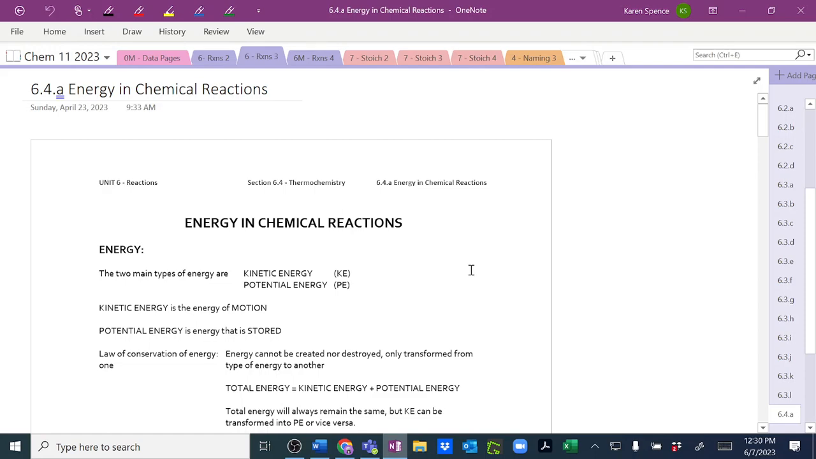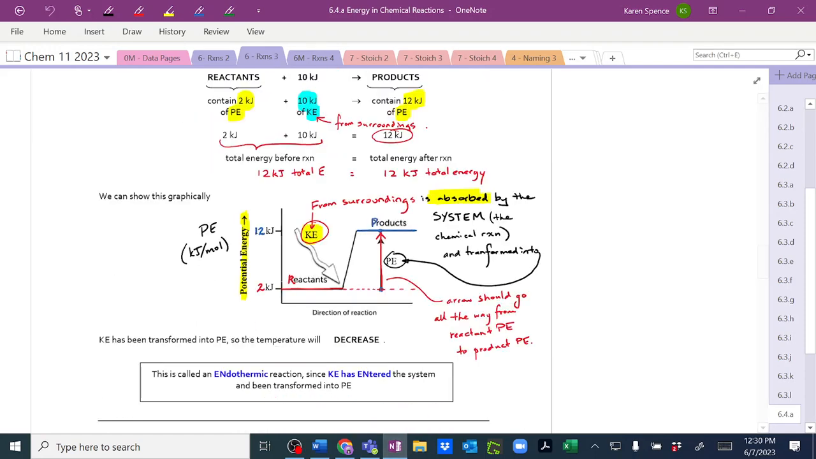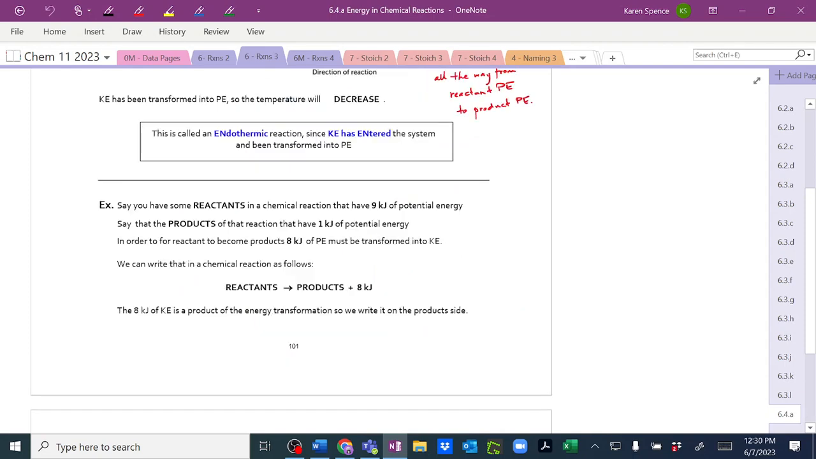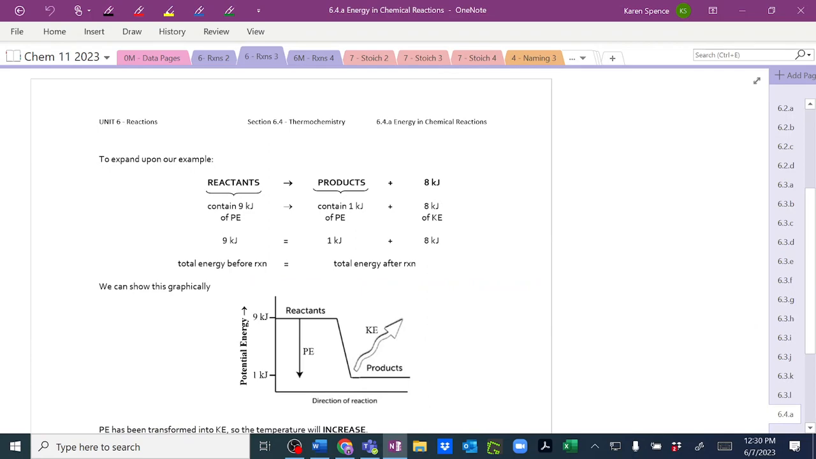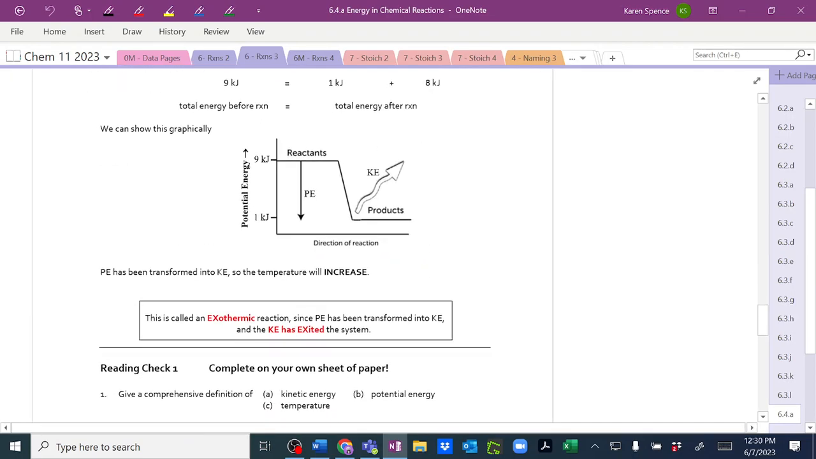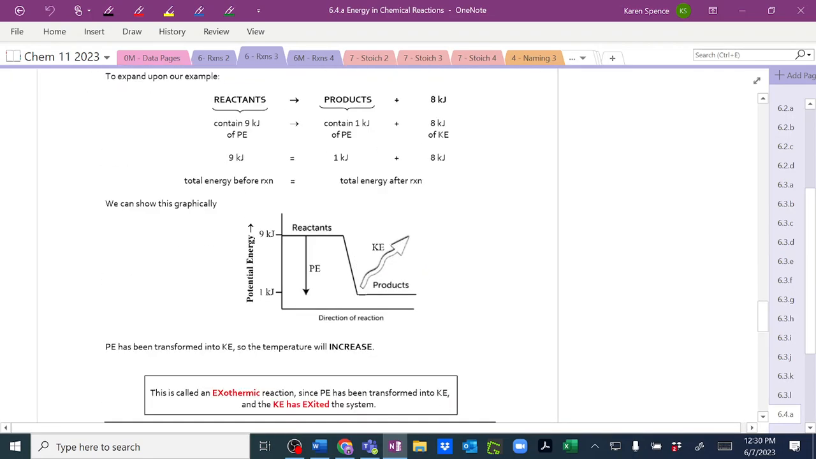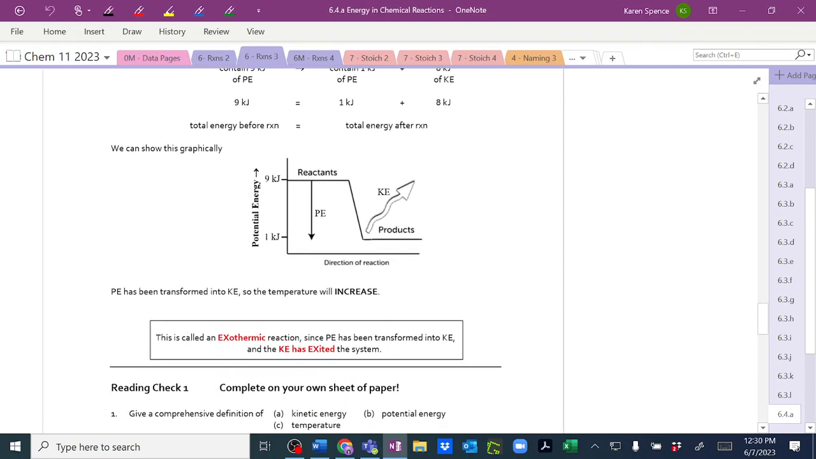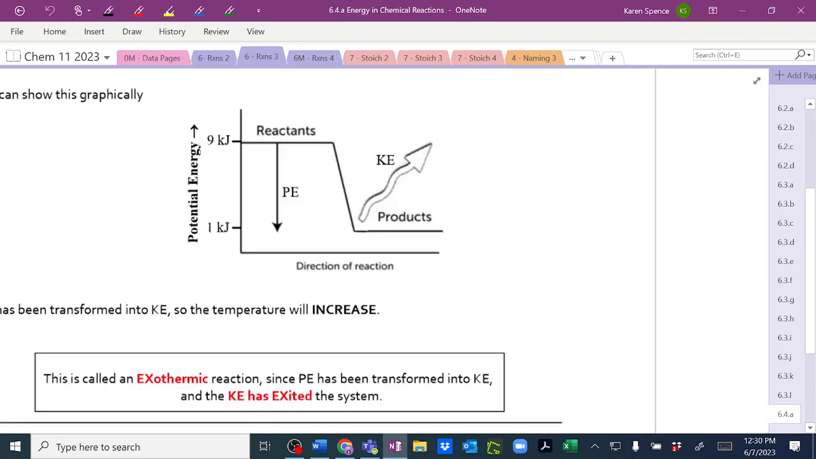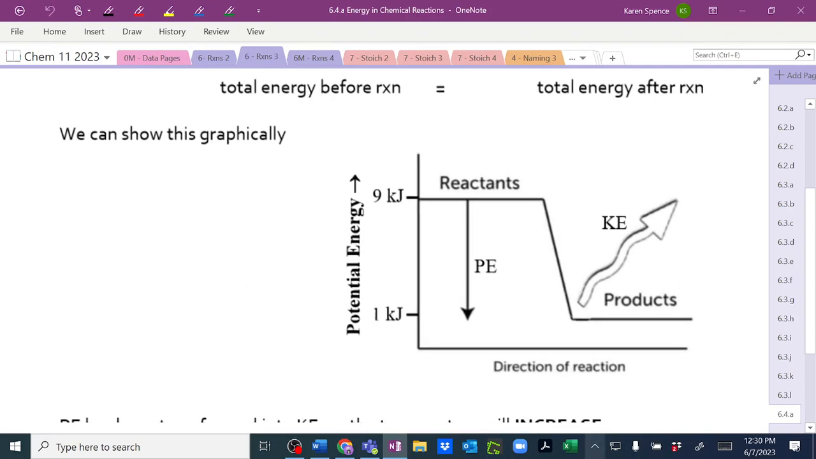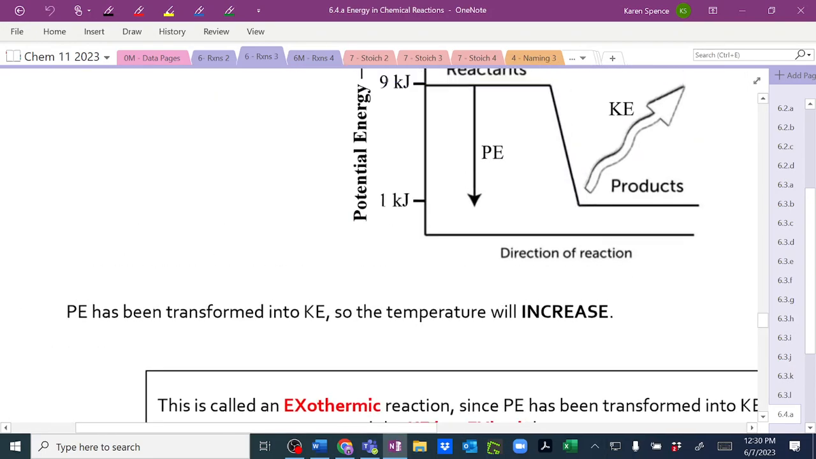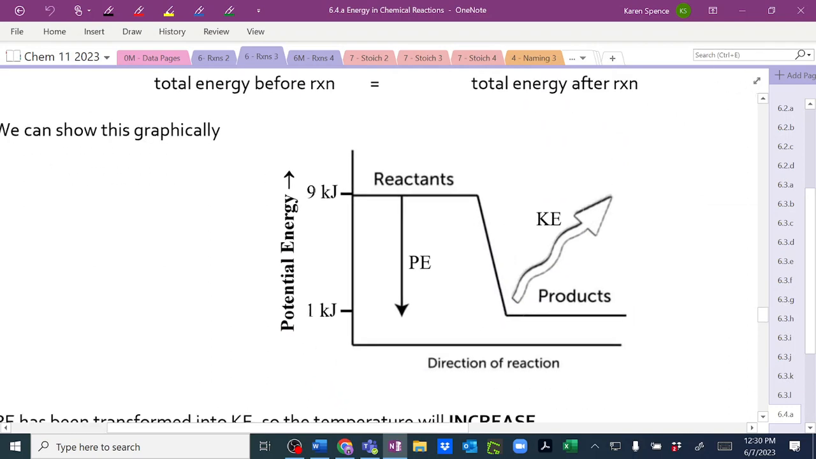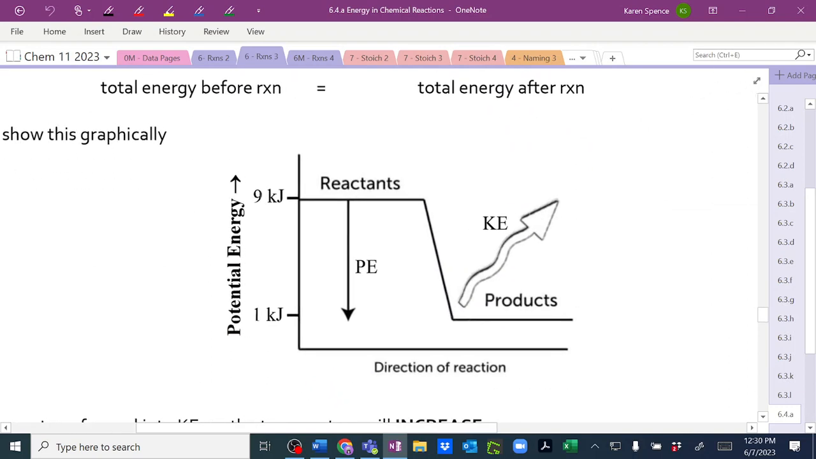Right, my friends, in our ivory book, we are going to be on page... which page is it? We're going to be on page 102, page 102. So hopefully you guys took a look at this yesterday.